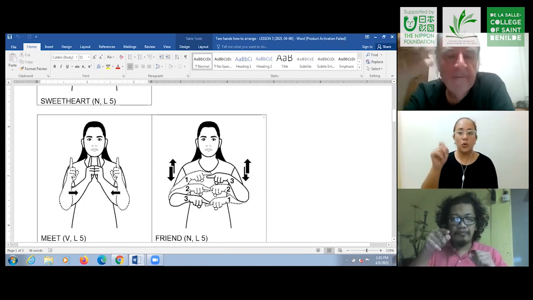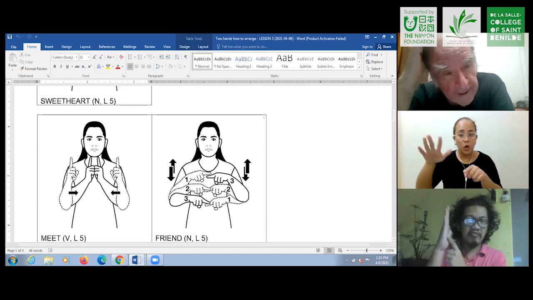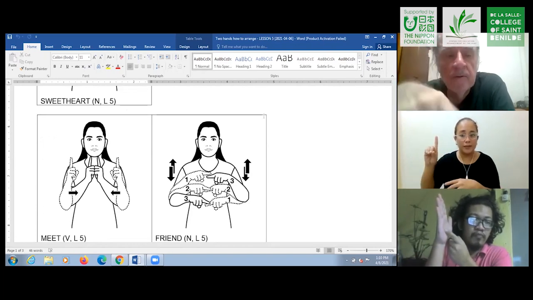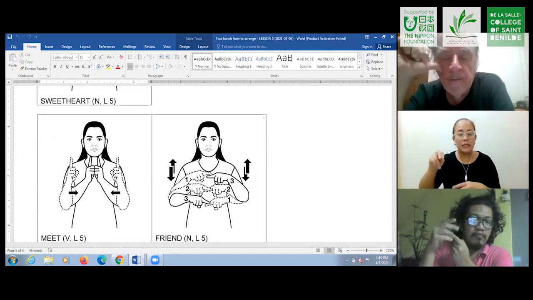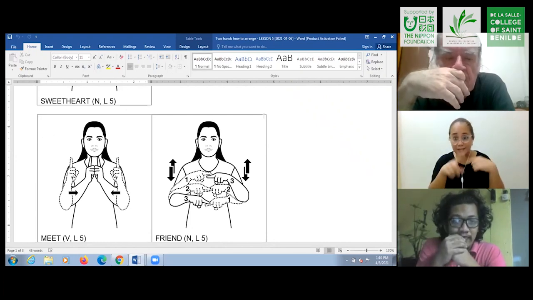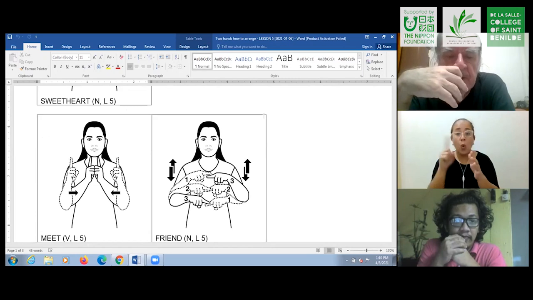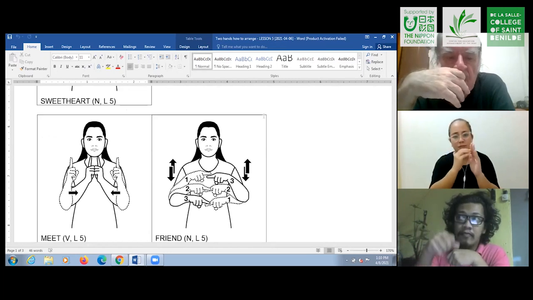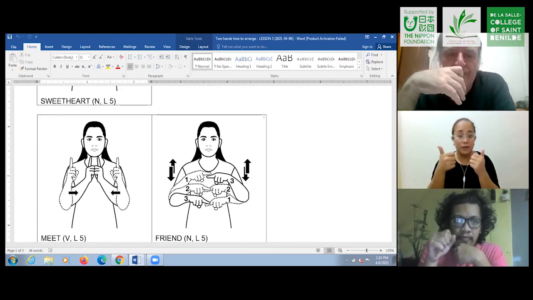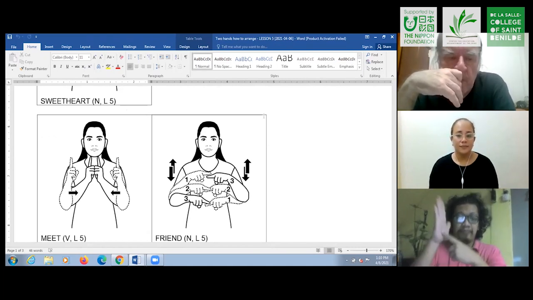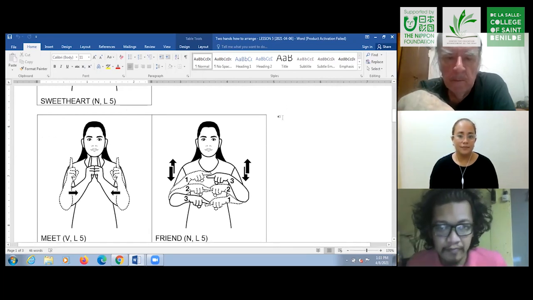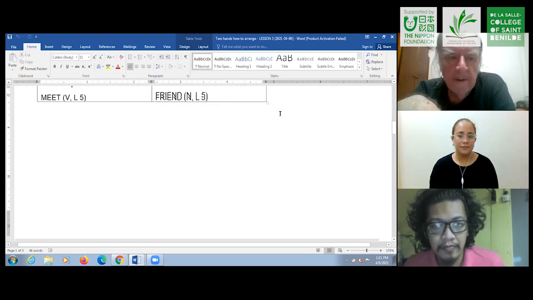Okay, so there you're going to have an orientation difference, the dominant hand. Yeah, so you'll need to put in the orientation for these two signs. But only the palm, you don't need the fingers. Okay, so orientation down, something like that.